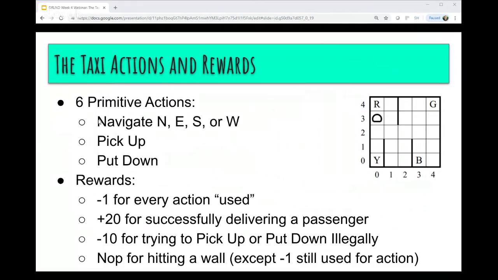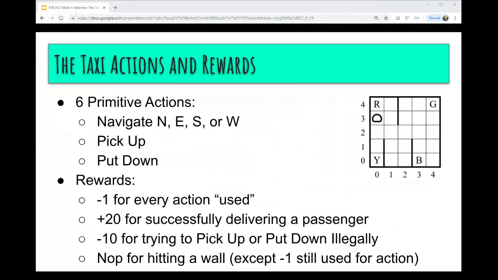The primitive actions include the navigation actions, either go north, east, south, or west, a pickup action, and a put down or drop off action. So those are the 6 things that the agent will be told by the environment, or the agent can tell the environment of actions to take.